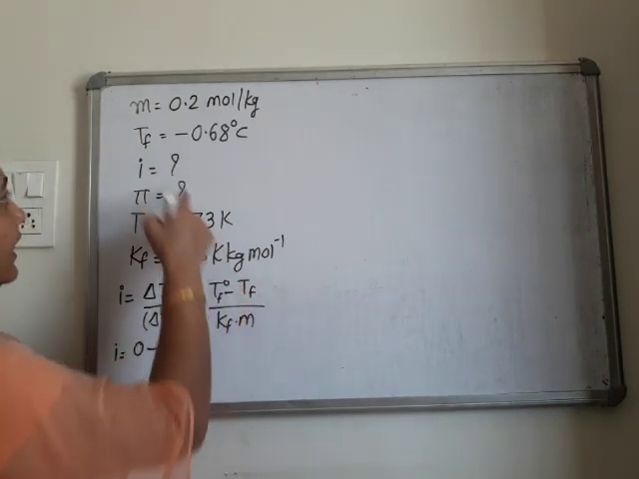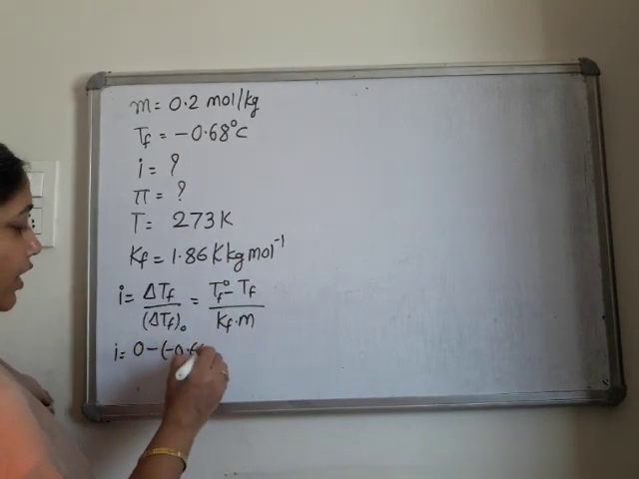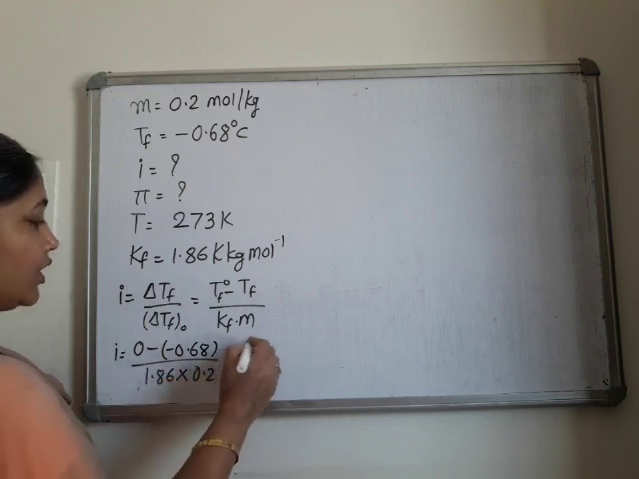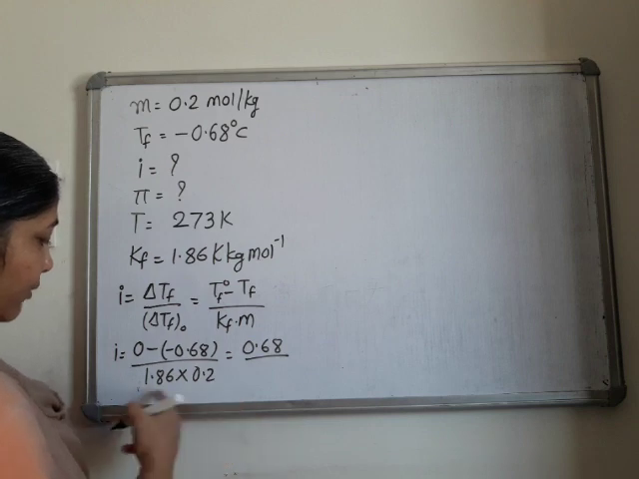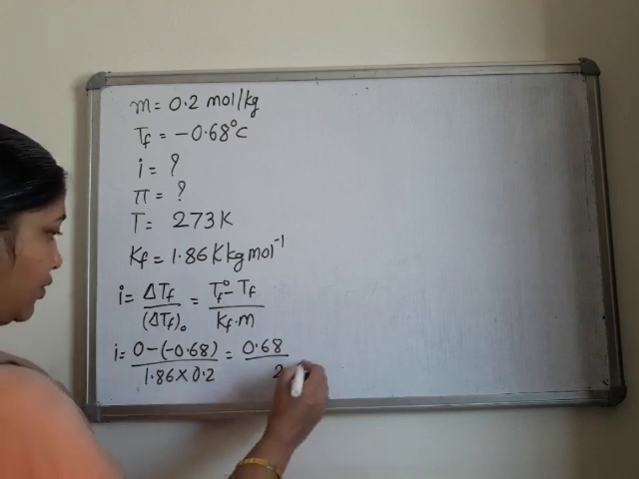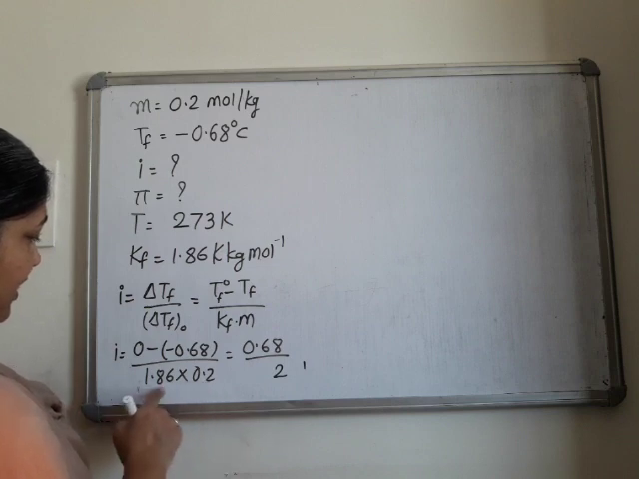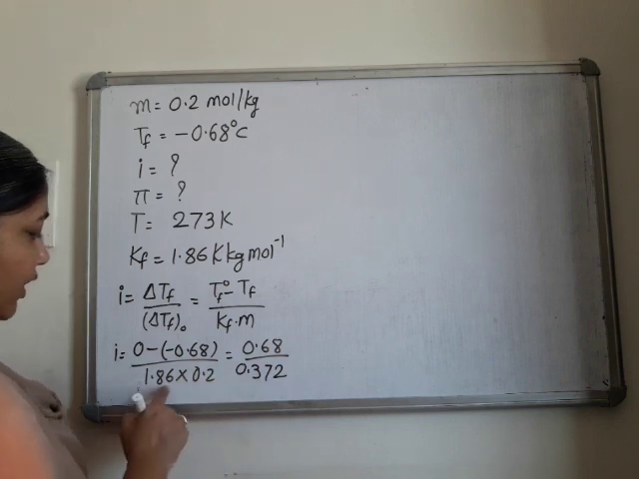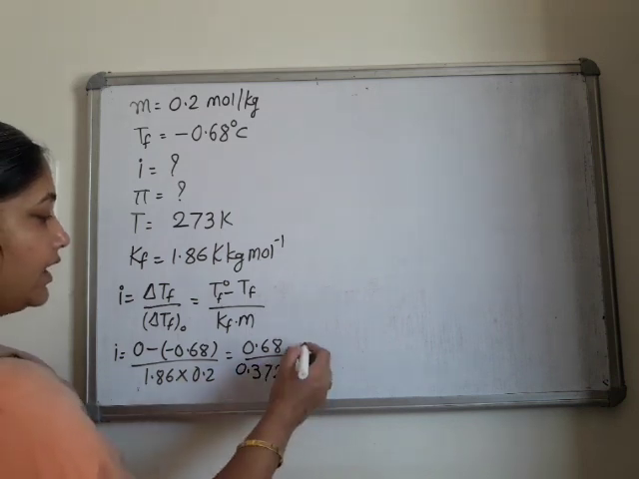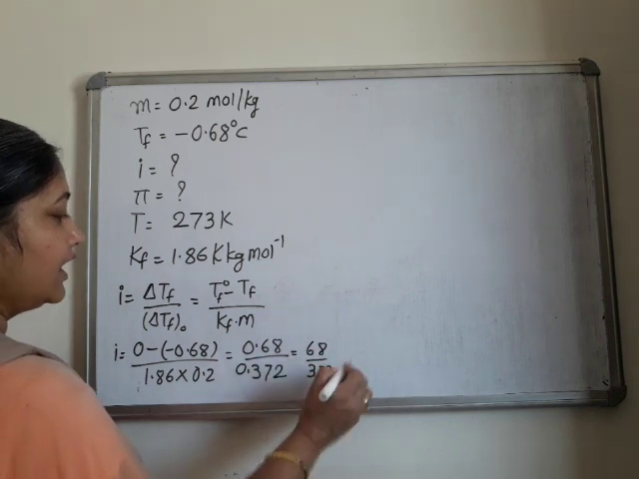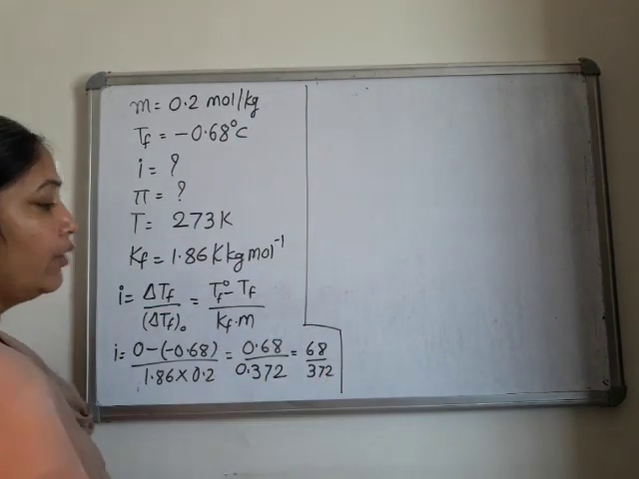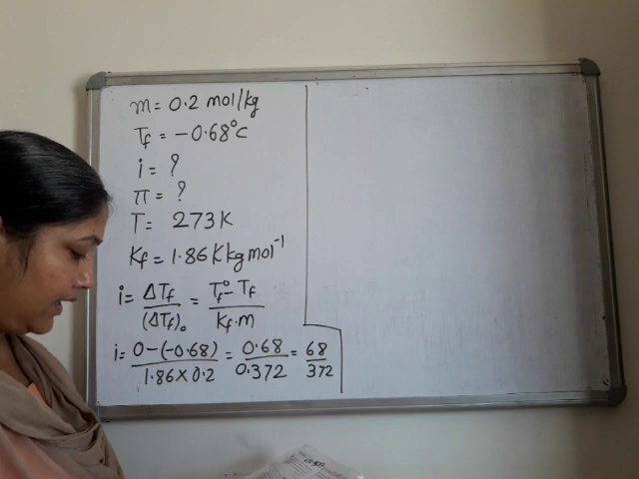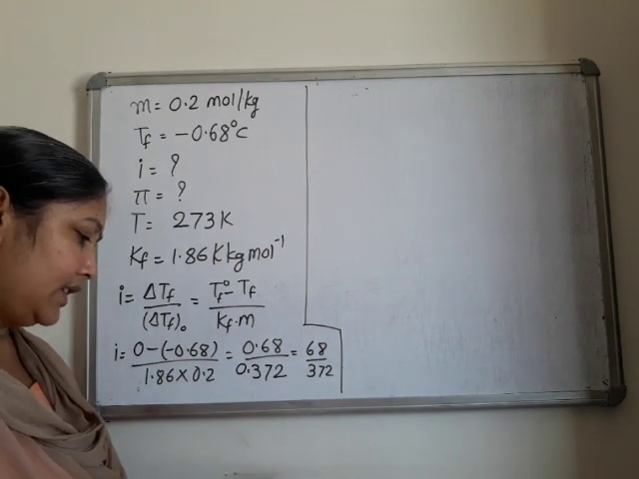So what do we get? T0 is 0 and Tf is minus 0.68. Kf is 1.86 and molality is 0.2. So this is 0.68 upon, multiplied by this 2, 6. 6 2s are 12. So this becomes 0.372, now 1 2 3. So this is 68 upon 372. Let us solve by log. We have to see log of 68.